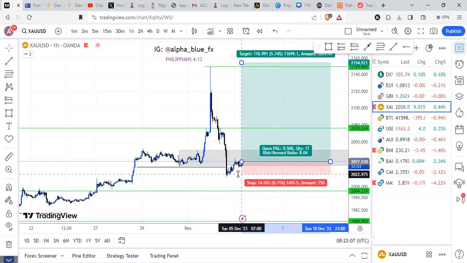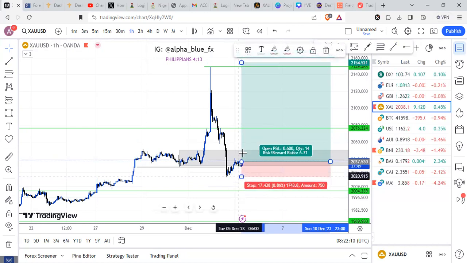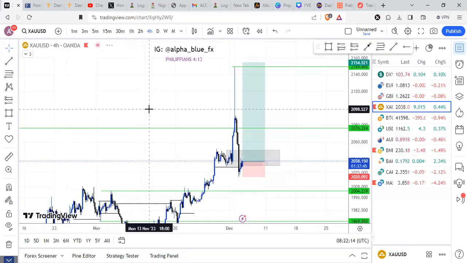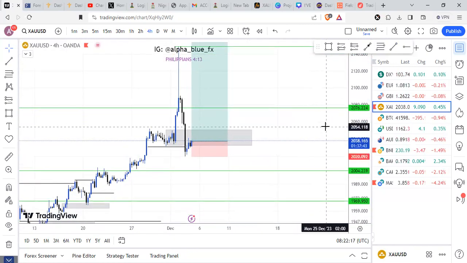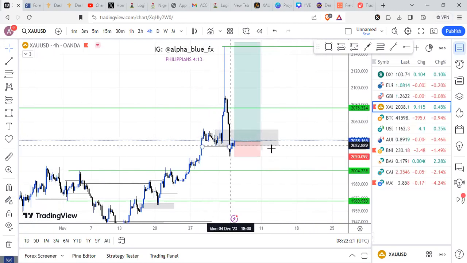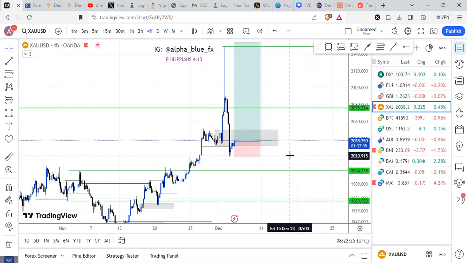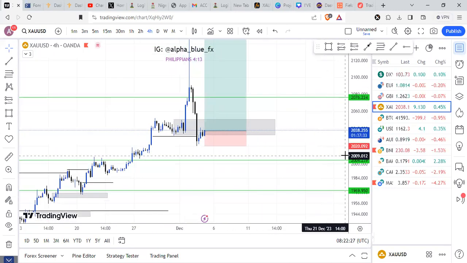My SL below. Let's look at the 4-hour. I may enter gold at this point. But let me just allow the price action to further develop, then I see what to do.